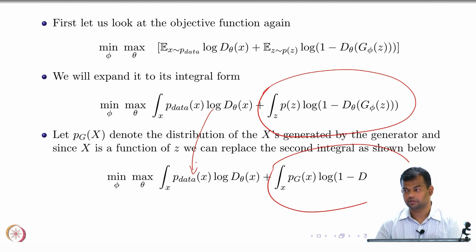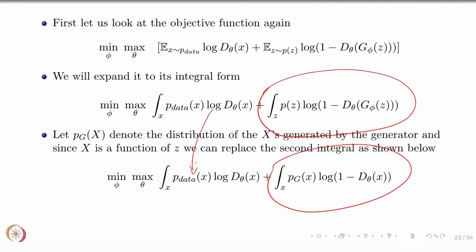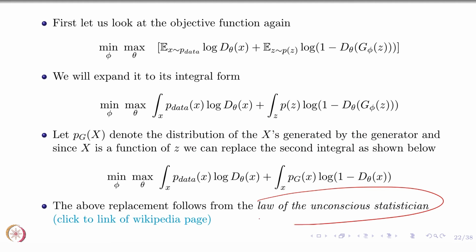Why does this make sense? What is the rule that I've used here? I've used change of variables. That's a valid answer, but there's a slight problem there. When you do change of variables, you have to assume that the function is invertible. We don't know whether g is invertible or not. Right? Okay? So I'll give you an intuitive explanation for why this makes sense. This actually comes from something known as the law of the unconscious statistician.